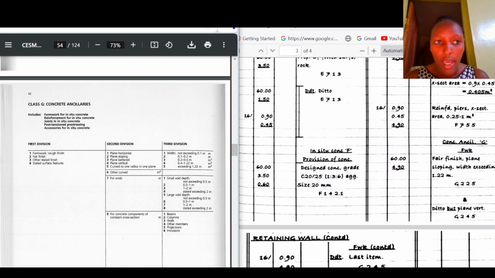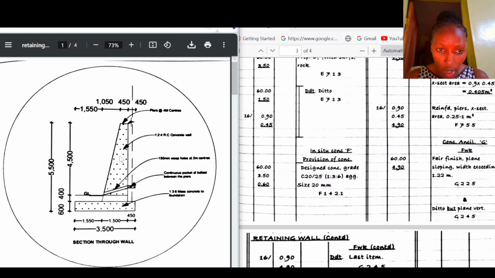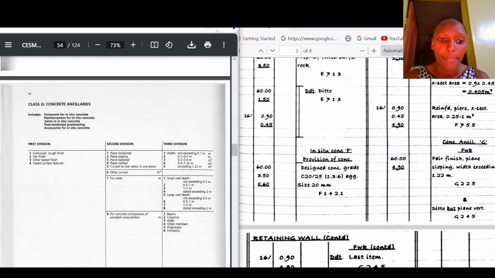if we want to know, first of all, we shall look at the drawing. We will look at the formwork for the sloping side, for the vertical side. Then we will look at the formwork for the sides of the retaining wall, this side and the other side, remembering the formwork for the piers. Okay, so we'll start with the sloping side. To calculate the formwork for the sloping side, we will refer to the CESMM, and it says that if we want formwork for the plain sloping, we shall look at formwork. Ours we want a fair finish because it's a retaining wall and it will go above the ground.